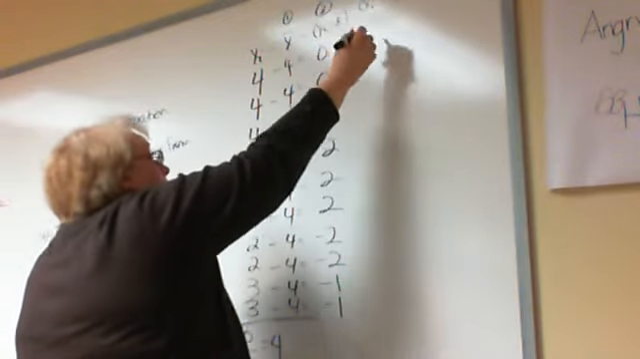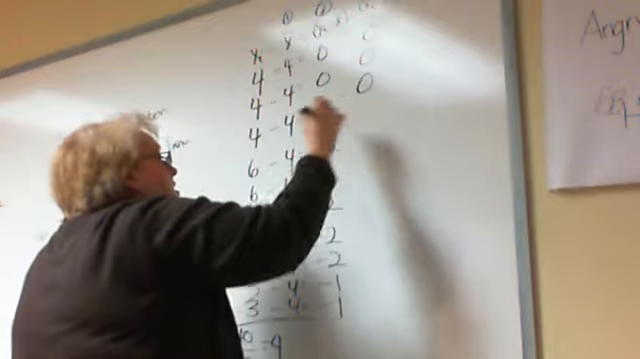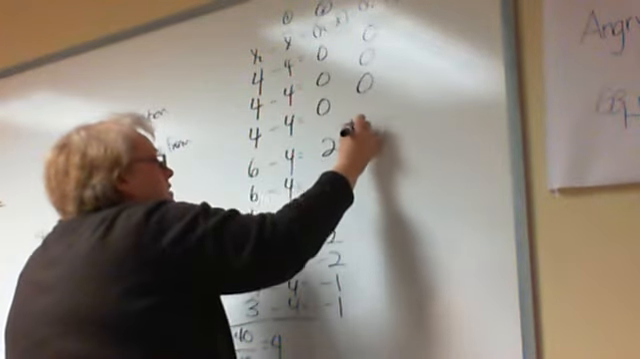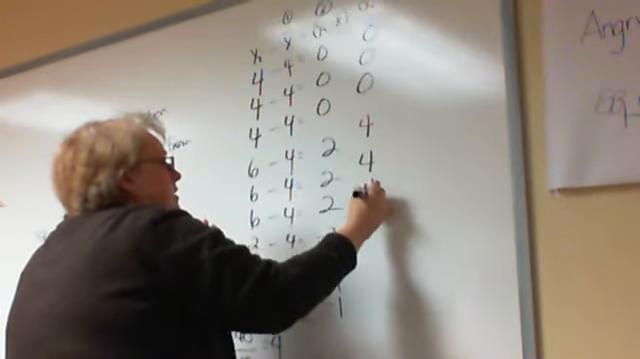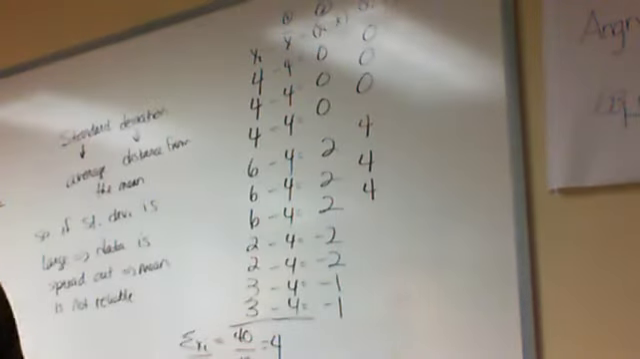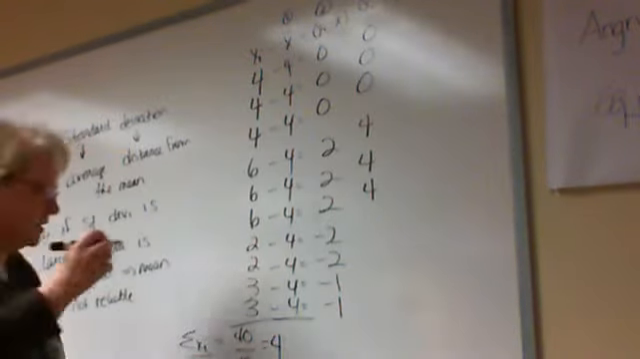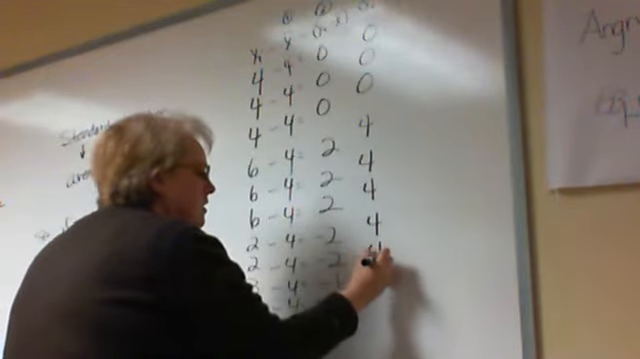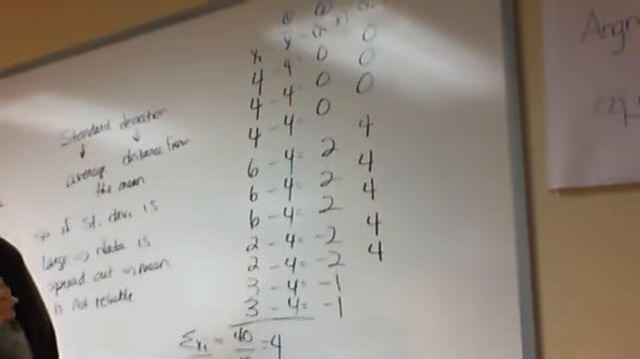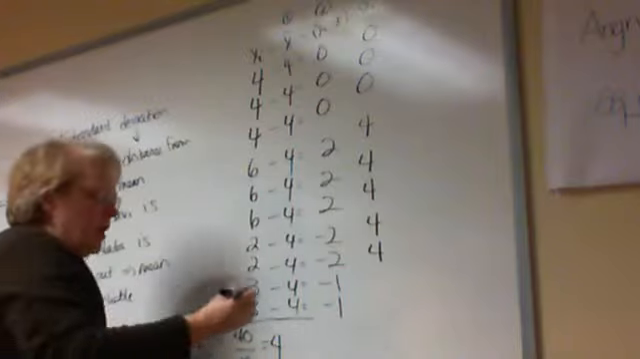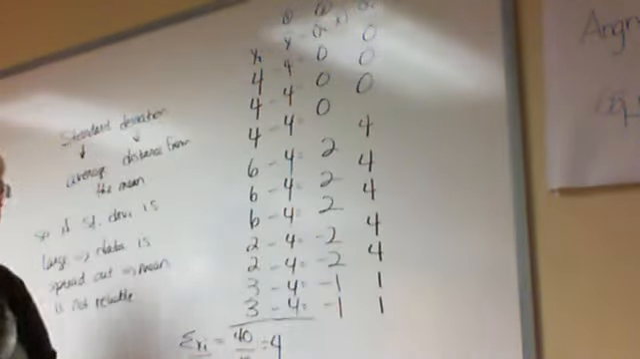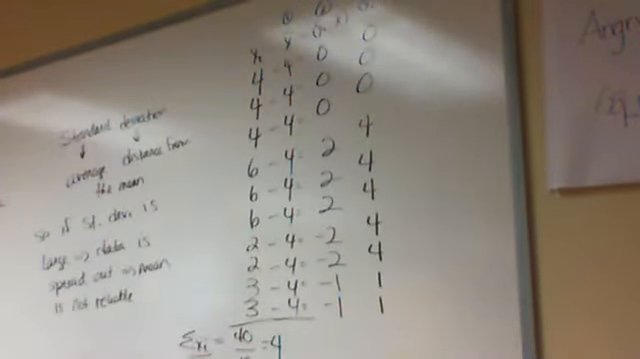What's 0 times 0? 0. Okay. What's 2 times 2? 4, as far as I remember. What's negative 2 times negative 2? 4. Positive 4. Negative 1 times negative 1. 1. Positive 1. Okay? So far so good? So we found the mean. We subtracted it from each observation. We squared it. Okay?